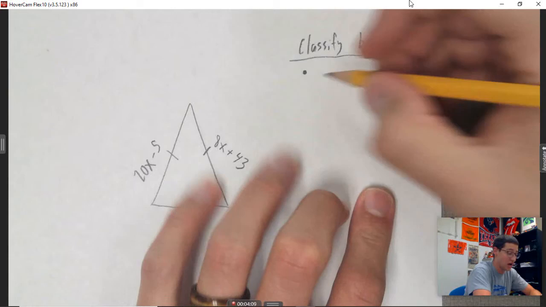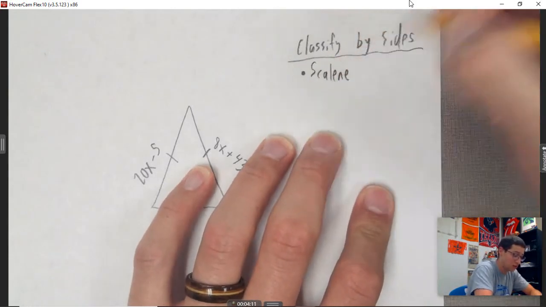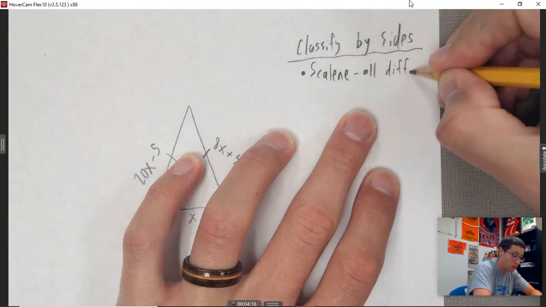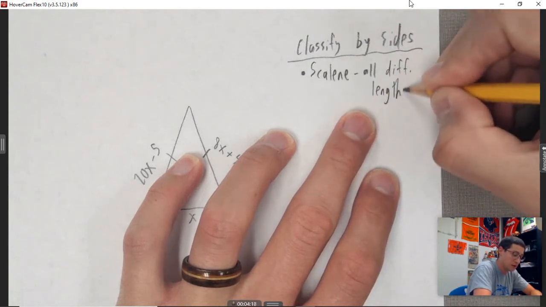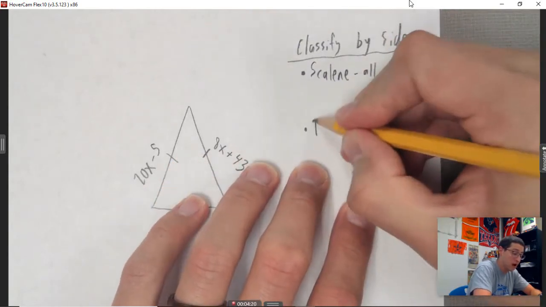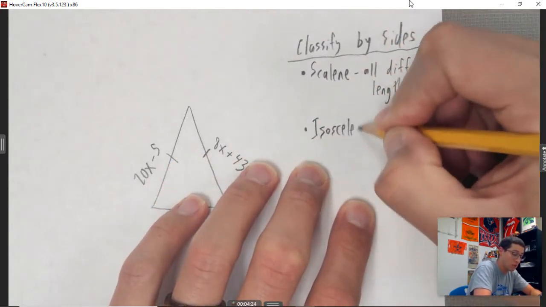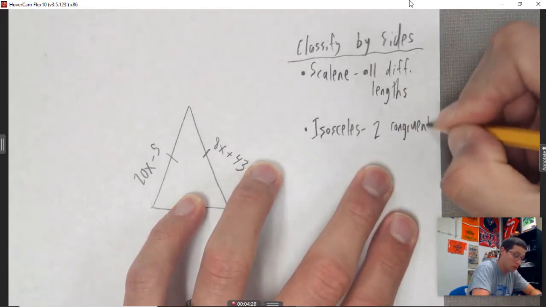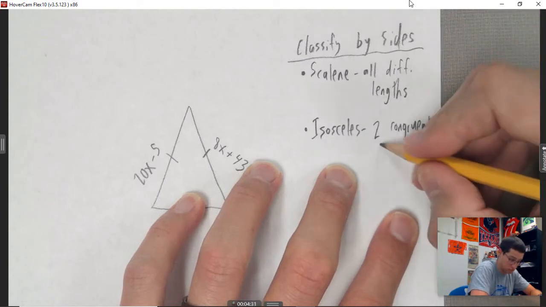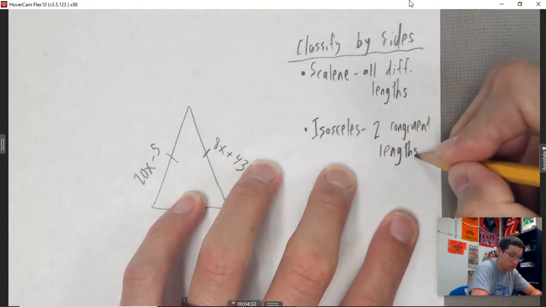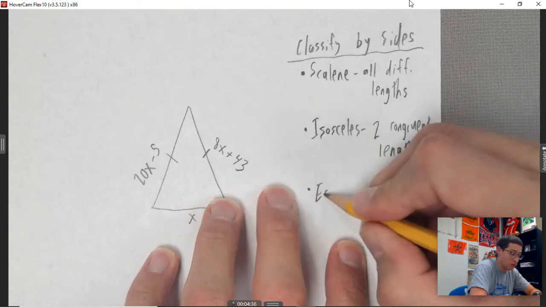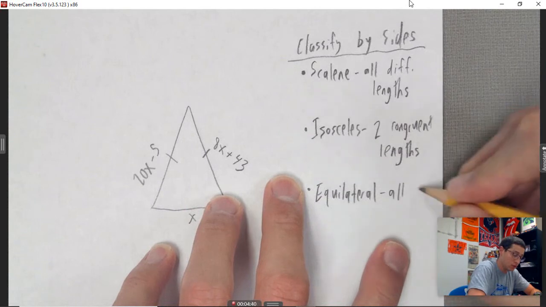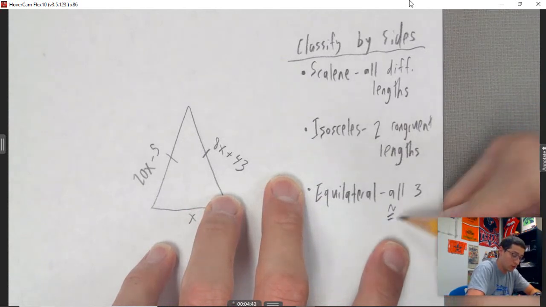Okay, so you either have a scalene, so all different lengths. Okay, then you've got isosceles, which is two congruent lengths for the sides. And then you've got an equilateral, which is all three congruent lengths.